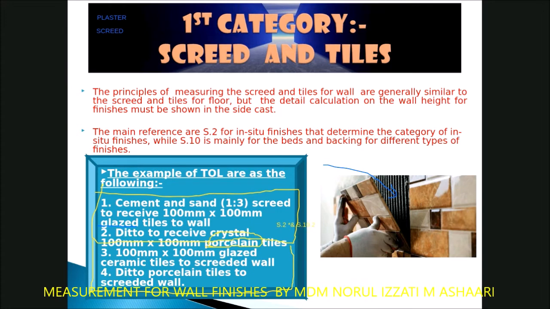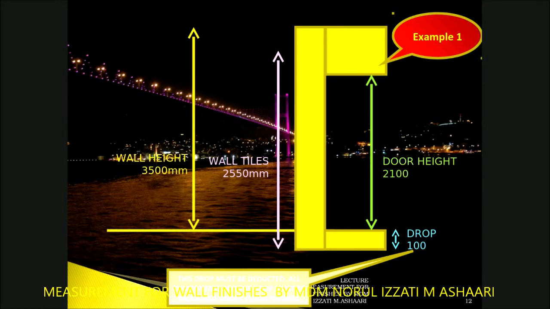Okay. And 3 and 4 is according to S.11. See, number 3 is ceramic tiles. Number 4 is for porcelain tile on the screed bed. So there are 4 items to be mentioned in this category. Okay, look at this example.